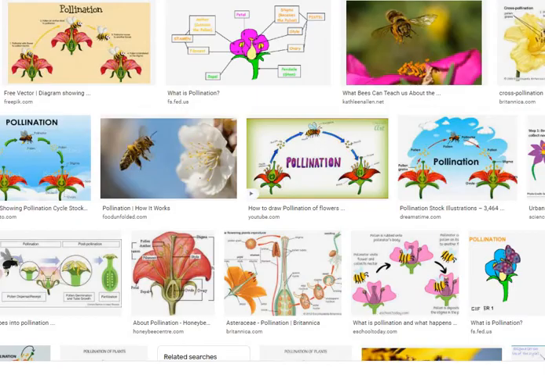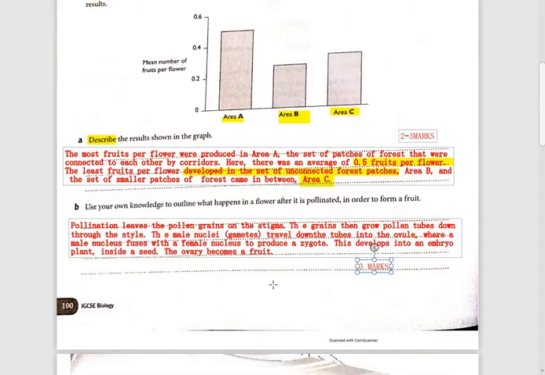If you can understand the structure of the flower by simply looking at it, how the process happens from here down over here, and then it eventually becomes a fruit, it's very easy for you to answer this question.